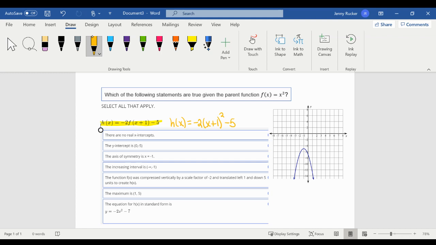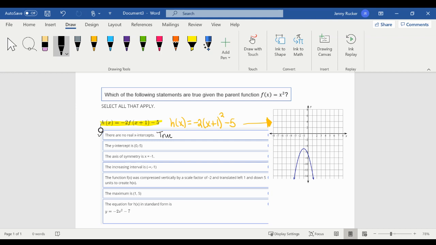We can now use Desmos or a graphing calculator to help us graph h of x. So now we've got the graph, and we can use the graph to help us determine if these statements are true or false. Let's look at our first statement. There are no real x-intercepts. That is true. If I look at this parabola, its maximum value looks like it might be -5, and it will never cross the x-axis, so that is true.